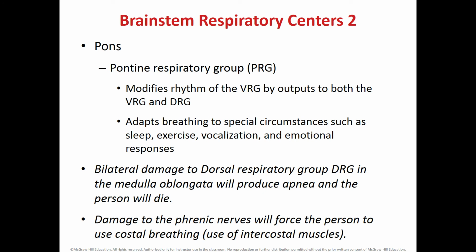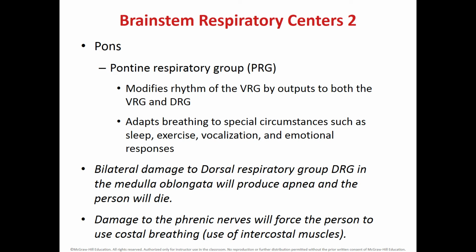Now, when you have damage, this is an important point, so this is a key point. When you have damage to both DRGs in your medulla oblongata, when you have a whiplash accident, for instance, and you damage both DRGs in the medulla oblongata, you will produce apnea or cessation of breathing, and the person will die.